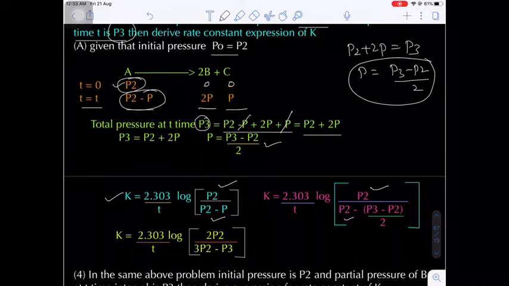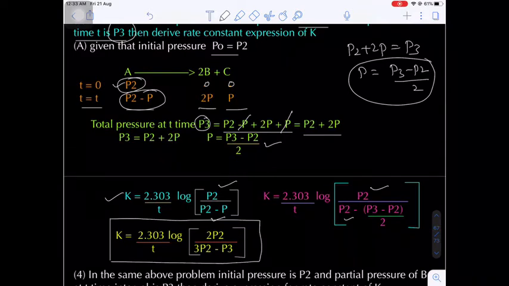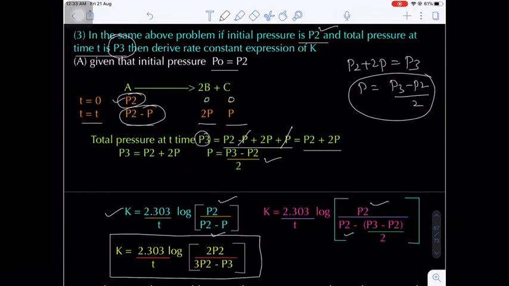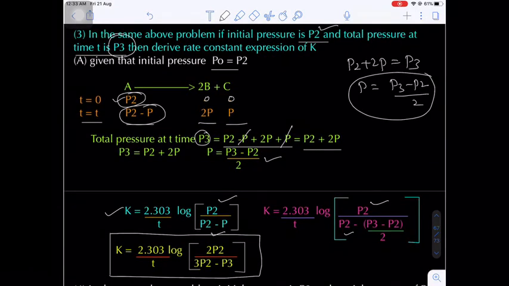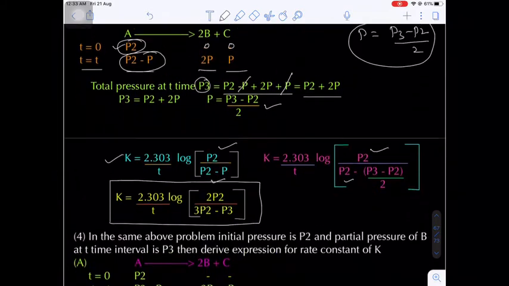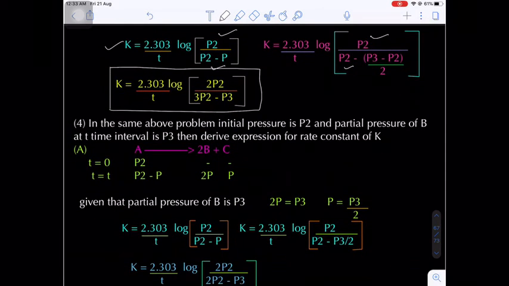2P2 minus P3, plus P2. So 2P2 plus P2 is 3P2. Okay, so this is the ultimate rate constant expression for first order gas phase kinetics, that is A gives 2B plus C, when the initial pressure is P2 and the total pressure at a certain time interval T is P3. Okay.